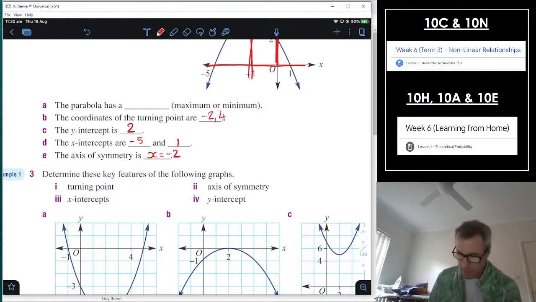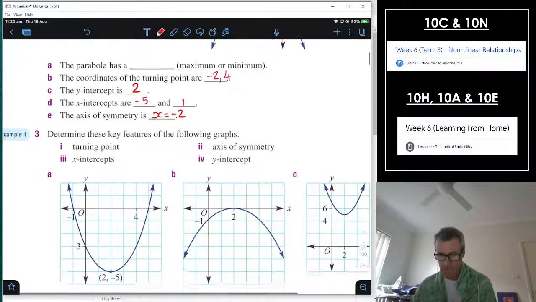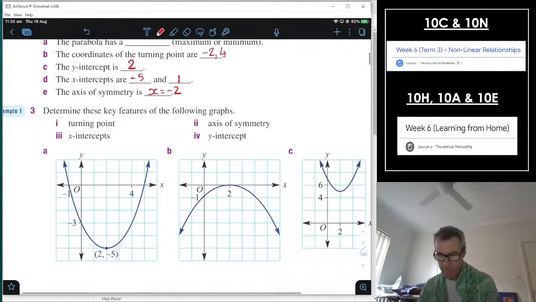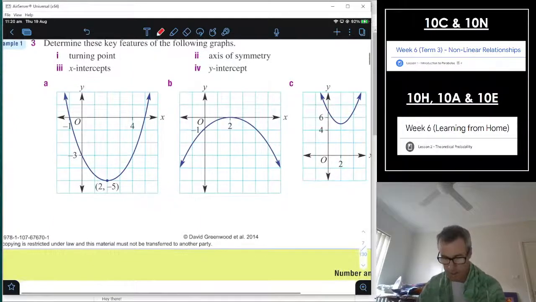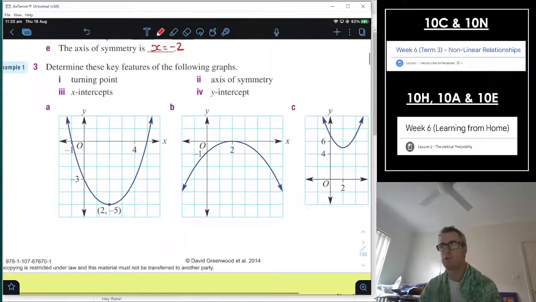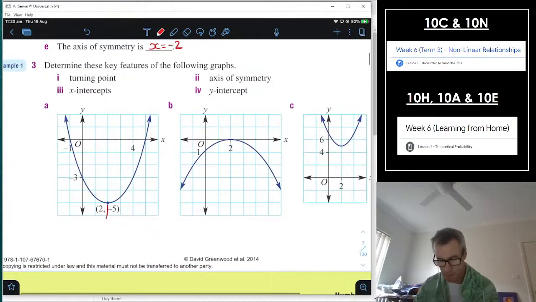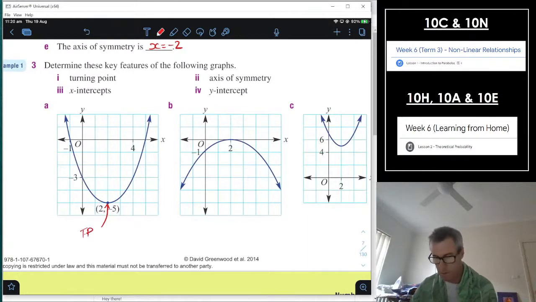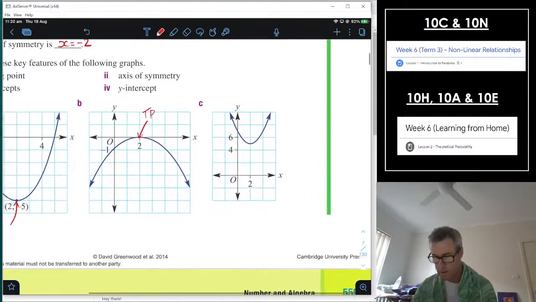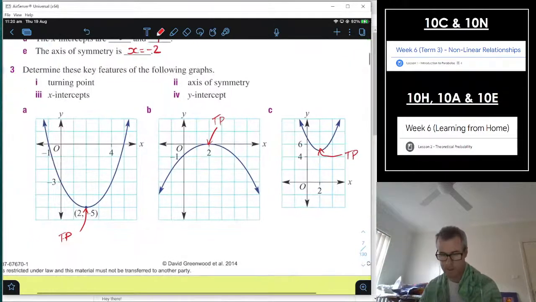Determine these key features on the following graph. Okay, let's start with the turning point. The turning point is really, really easy. Here's our turning point, I'll just write TP. There's our TP there, and our TP is here for that. Those are our turning points for those graphs.